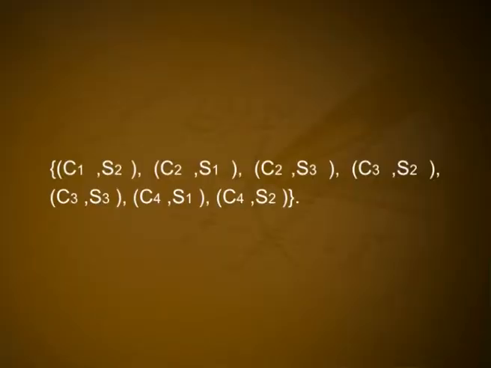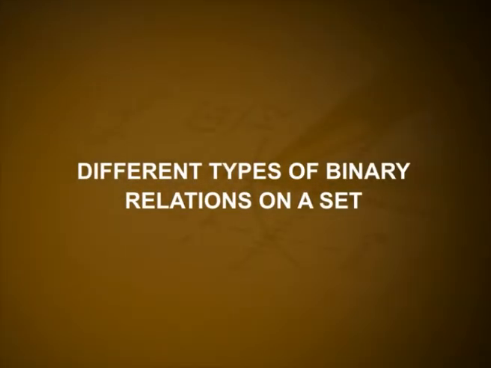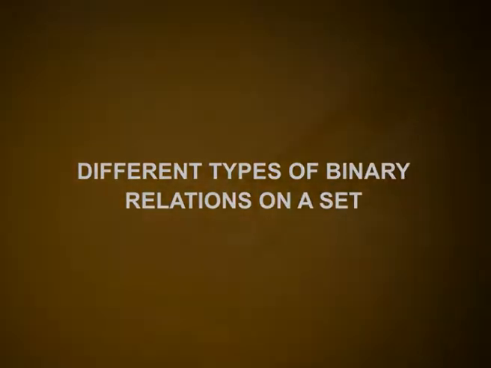It is represented by the set of all ordered pairs (C1, S2), (C2, S1), (C2, S3), (C3, S2), (C3, S3), (C4, S1), (C4, S2). We concentrate our discussion on relations on a set. It is clear that the corresponding relation table is square shaped. Different types of binary relations on a set. First, reflexive relation.